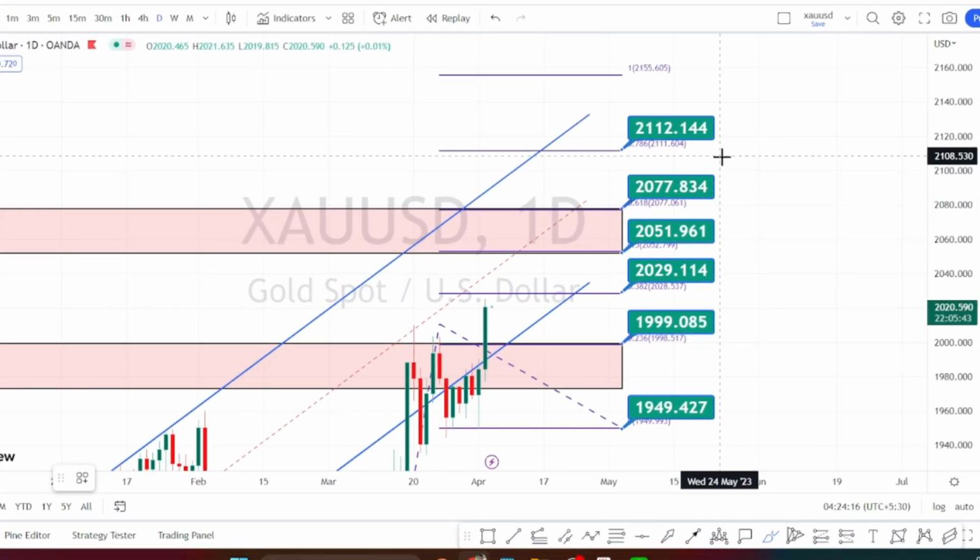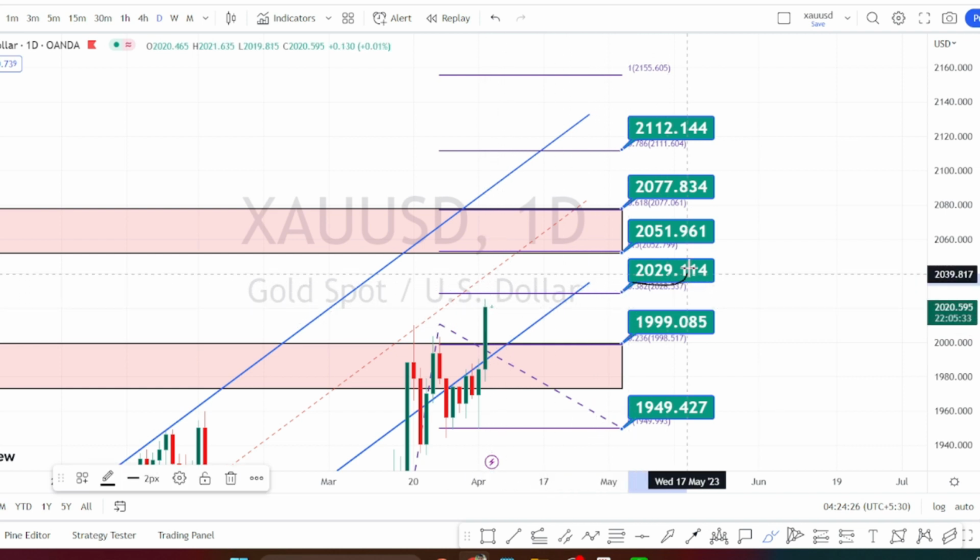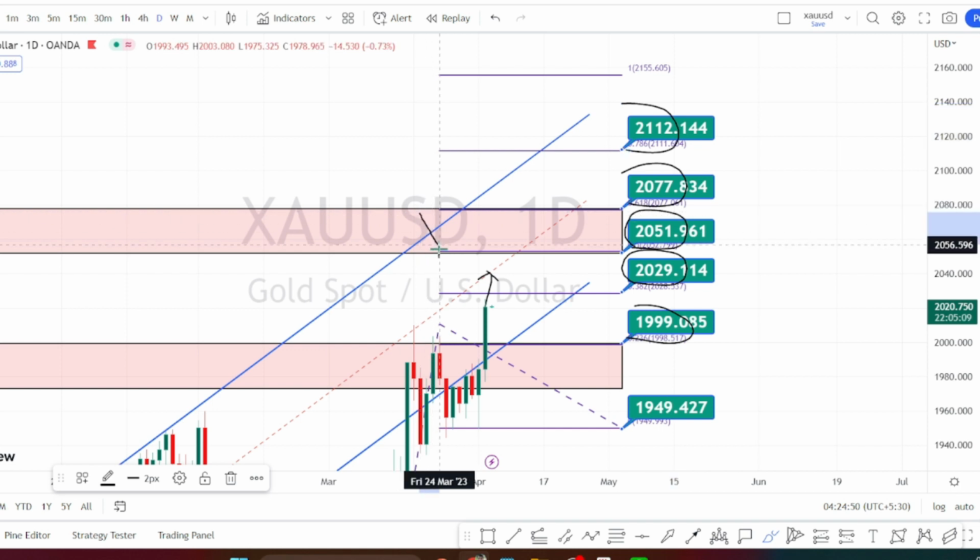So the values in green color boxes are the resistance and support levels for current price action in daily time frame. Currently the price action is in a bullish trend and it is trading between the resistance level of 2029 and support level of 2000. Once the price action breaks this resistance level, next level of resistance is going to be around 2051, 2077 and 2112. This zone between 2077 to 2051 is going to be acting as a very strong resistance zone or a supply zone in daily time frame.